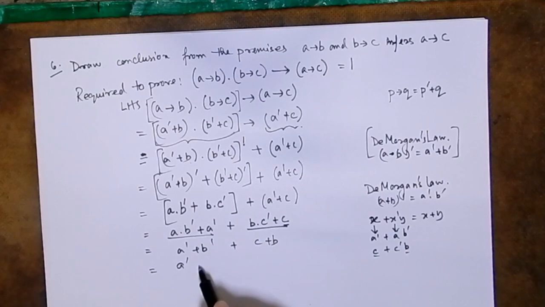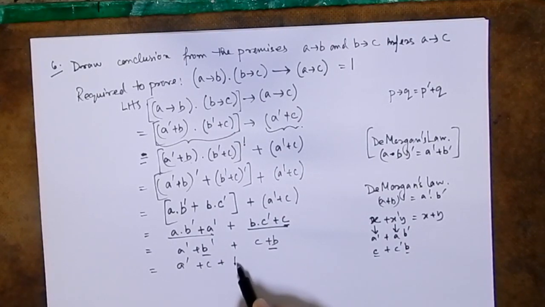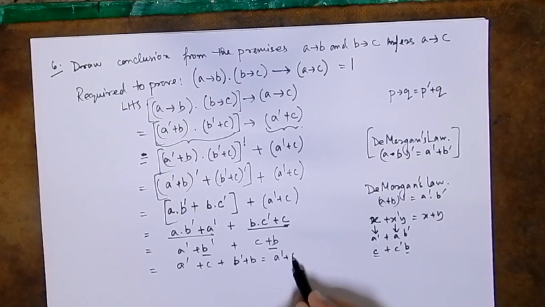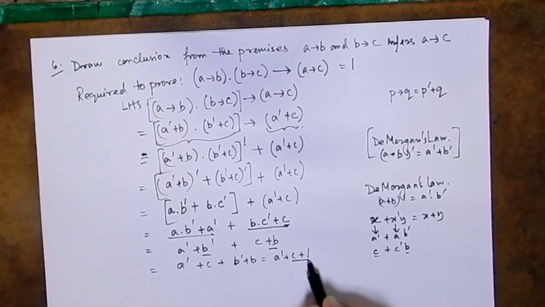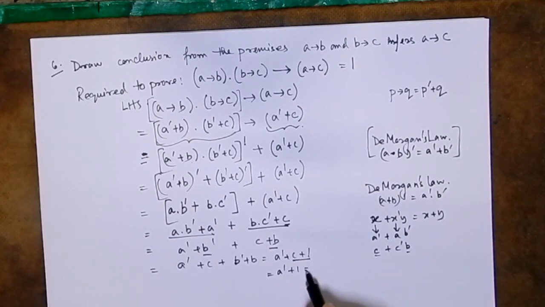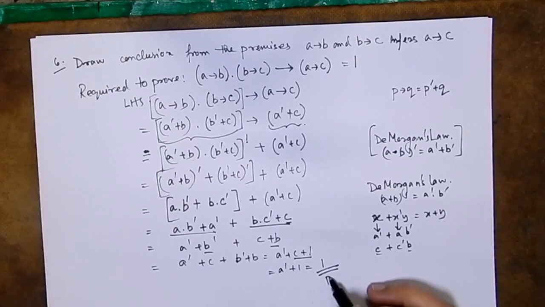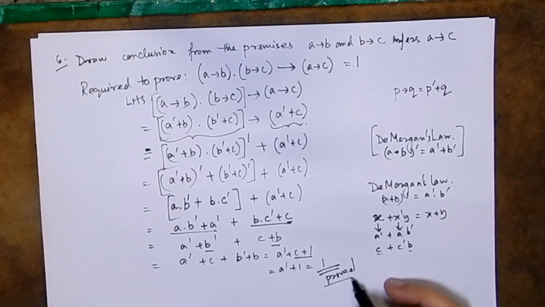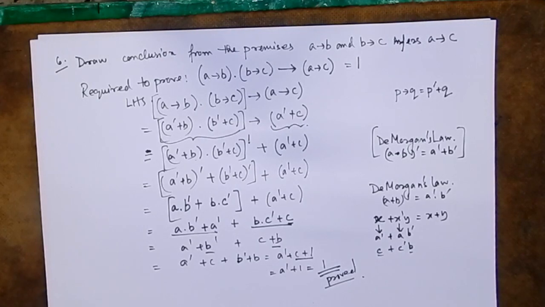Now A dashed plus C plus B dashed together will give you 1. So that is A dashed plus C plus 1. Again C plus 1 is equals to 1, so that is A dashed plus 1 which is equals to 1. So proved. So that means the chain rule is a valid rule.